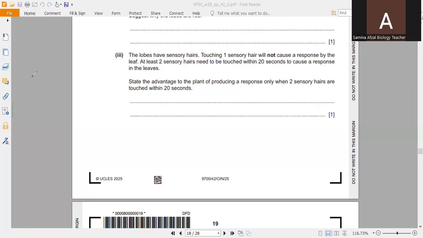in this way, wastage of energy can be prevented, or the trap avoids closing for non-prey items like raindrops or wind-blown debris. Closing the trap and secreting digestive enzymes is a very energy-expensive process. By requiring a double trigger, the plant ensures that the stimulus is a live, moving insect rather than random environmental factors. The 20-second window is a form of temporal summation that ensures the stimulus is persistent enough to justify the metabolic cost of closing.